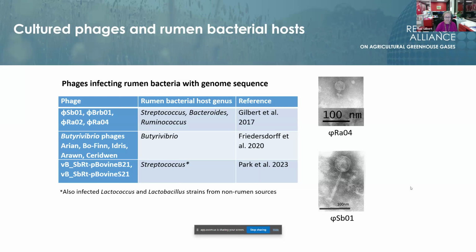Butyrovibrio is such a common rumen bacteria. It's nice to see these published phages, and the Park study included some phage biology as well. So this list of hosts brings me back to the culture-based element of this talk, because when it comes to culturing phages, you really need to know and understand the cultural requirements of your host.